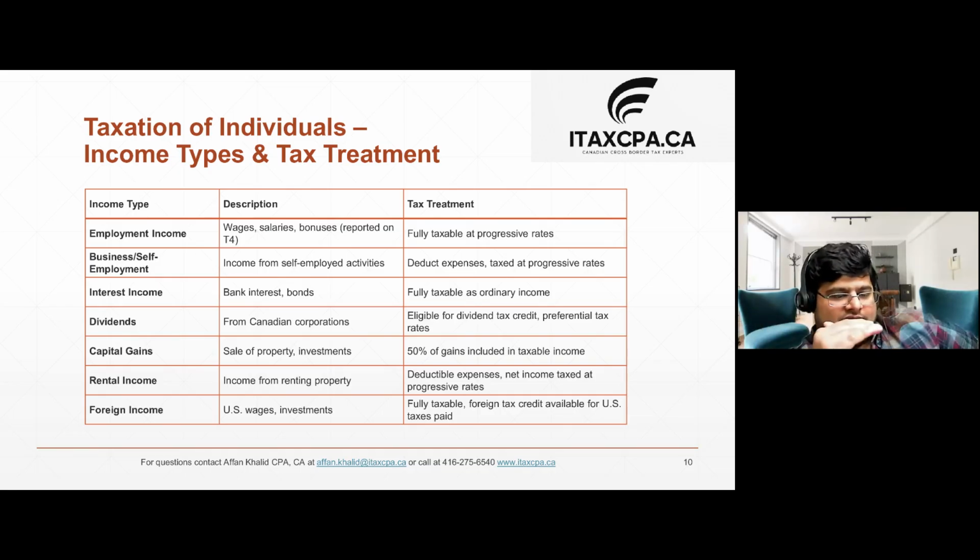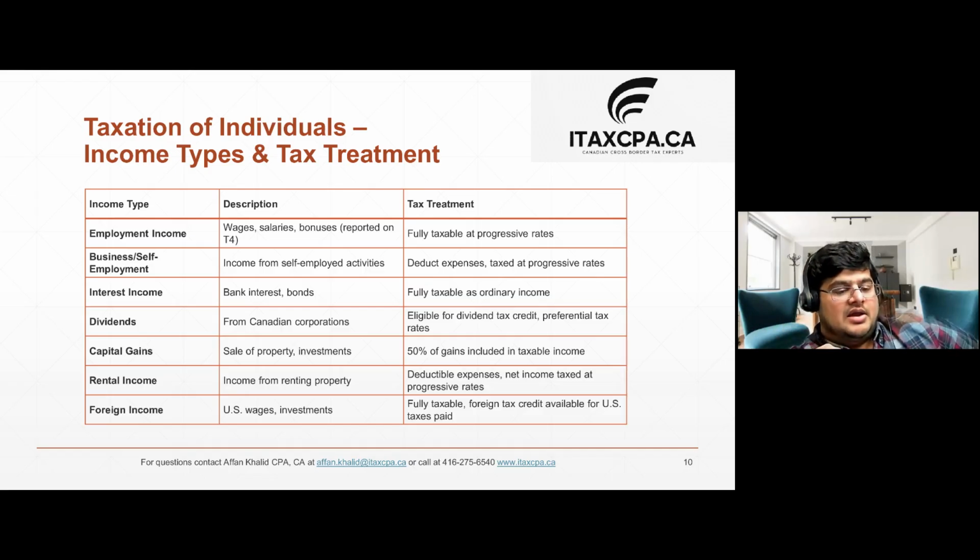Okay, so that's the dividend income. Capital gains, again, very important. I think I have a separate slide on capital gains, and I will explain more. But unlike in the US, where capital gains are 100% included in income, from a Canadian tax perspective, capital gains are 50% included in income.